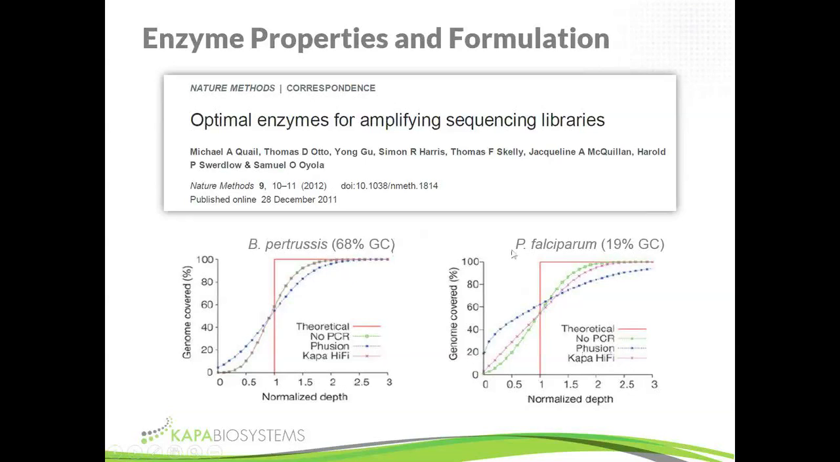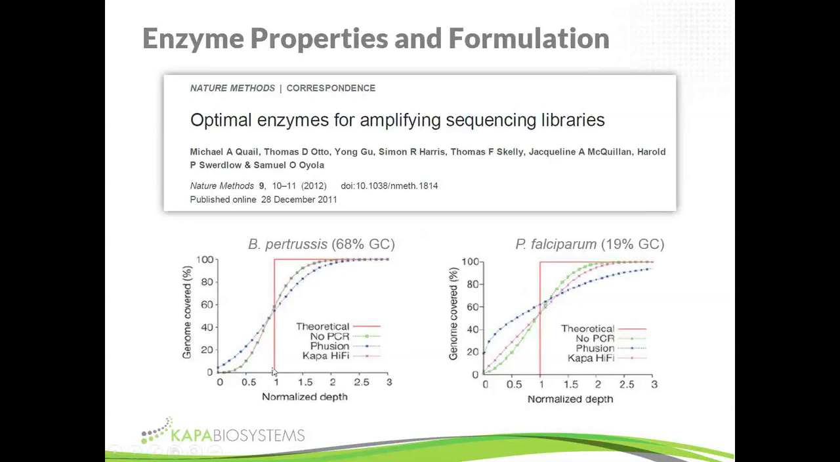Bordetella is one that I showed you in the previous part, part one, when we looked at the GC bias plots. P. falciparum is the malaria parasite, so extremely difficult to work with and with very, very low GC content. Again, we're looking at the percentage of the genome covered against normalized depth, so the depth of any one fraction of the genome compared to the average. If everything was perfect, if library construction, amplification, cluster amplification and sequencing were perfect, you would get a coverage distribution that looked like this.